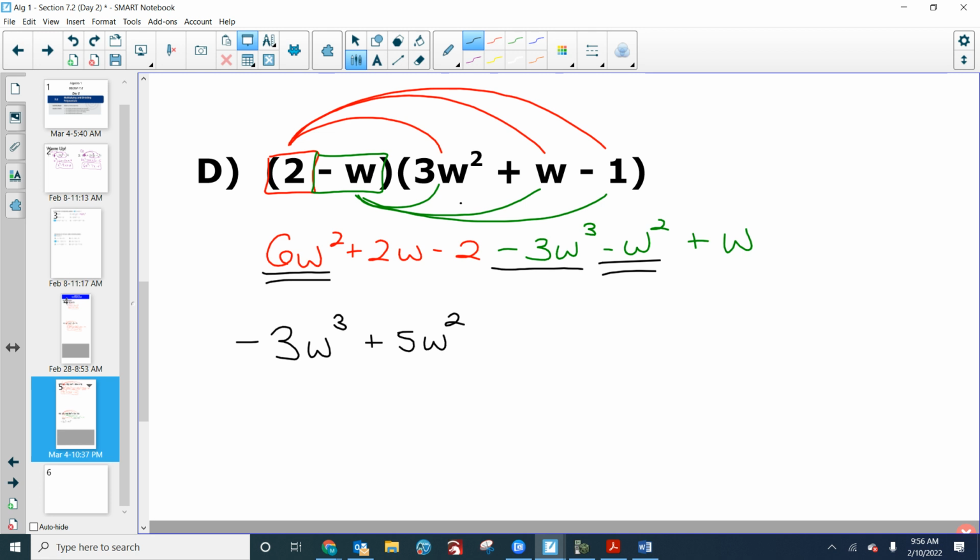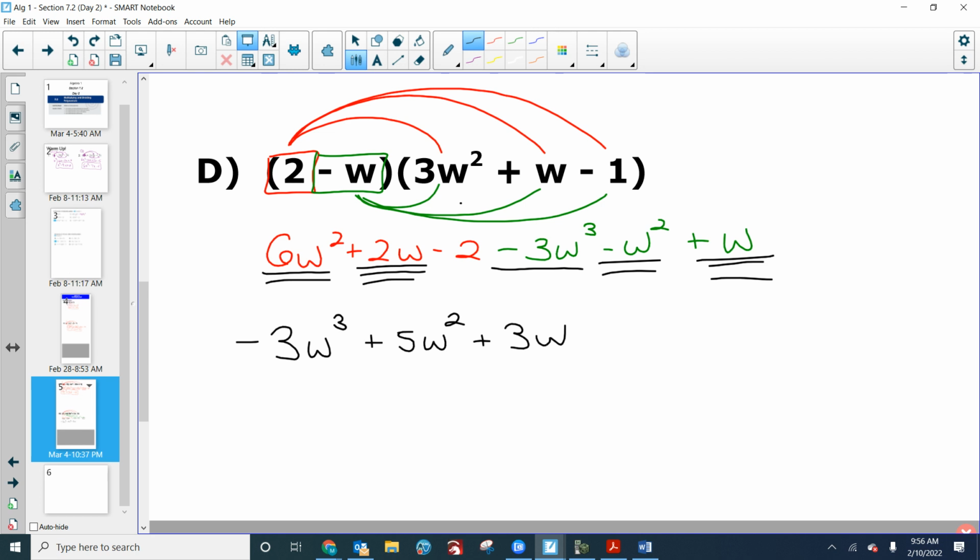Let's go. I'll pick on someone else. I like to pick on Gavin. Gavin, what are my W terms? 2W and what do they combine to make? 3W. 3 W's.